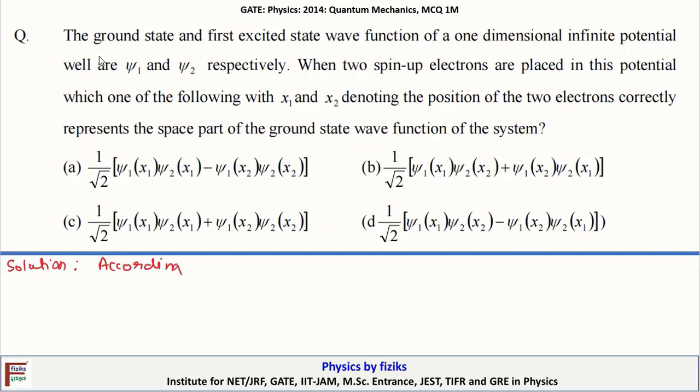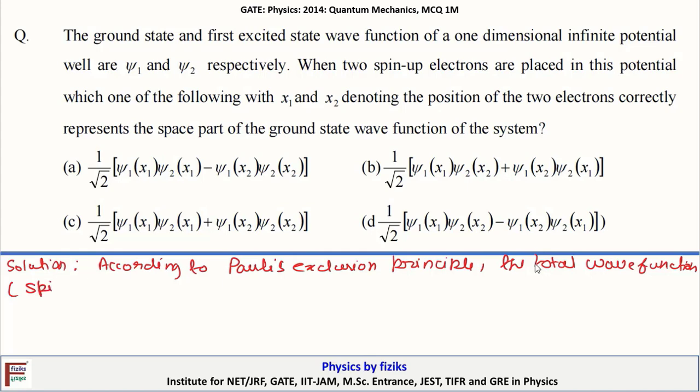According to Pauli's exclusion principle, the total wave function, that is spin part into space part, must be antisymmetric.